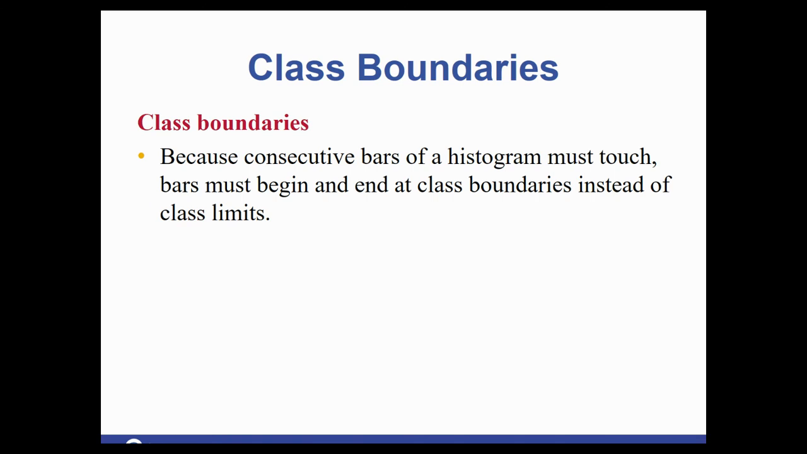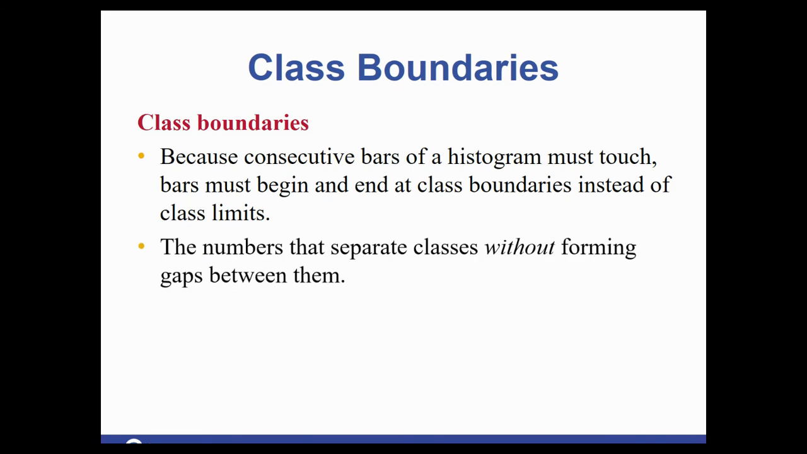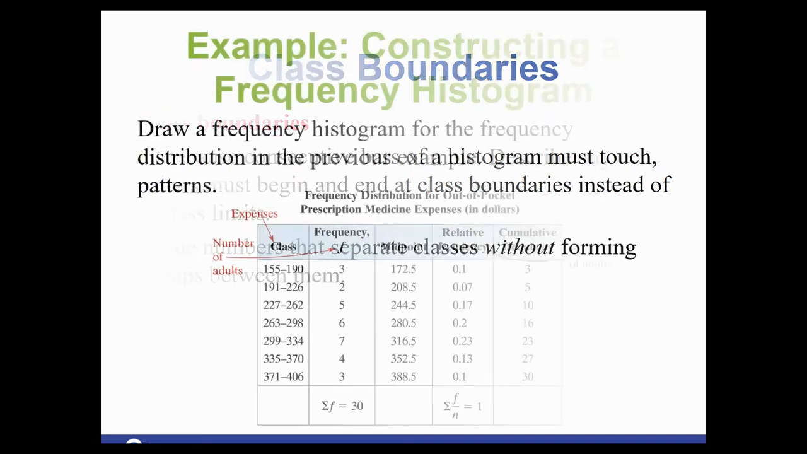Now, in order for those bars to touch, we have a term called class boundaries. That's how everything's going to touch together. So technically, we had a new whole number when we started the next row. But what happens if you have a decimal value that lands in that gray area between? What do you do with it? The numbers that actually separate your classes without forming gaps are called class boundaries, where we widen your class just a little bit so that there's no gap between.